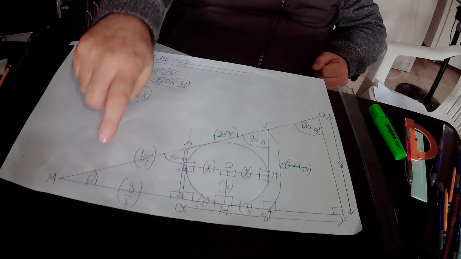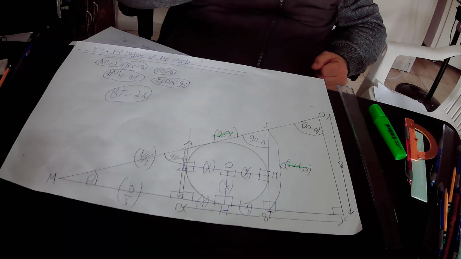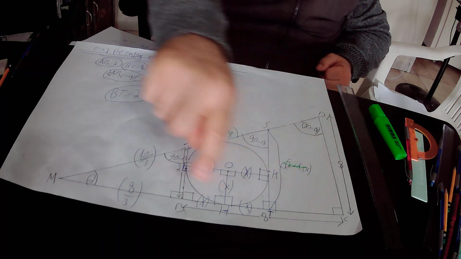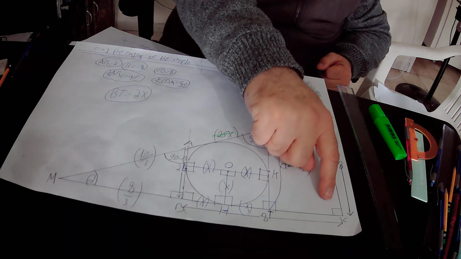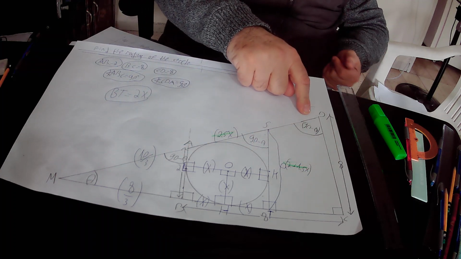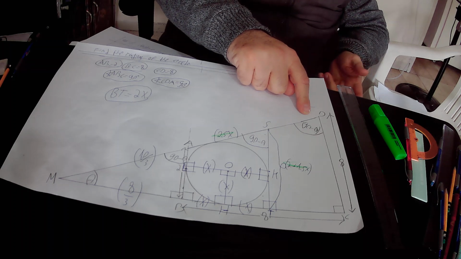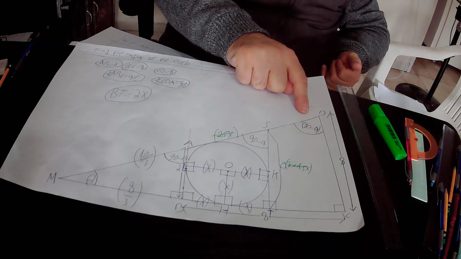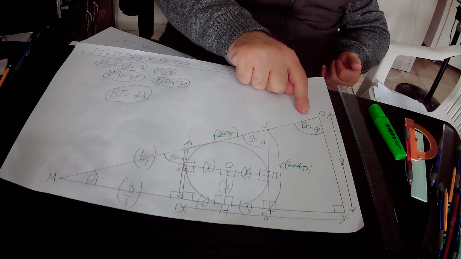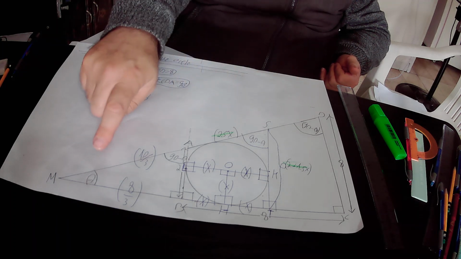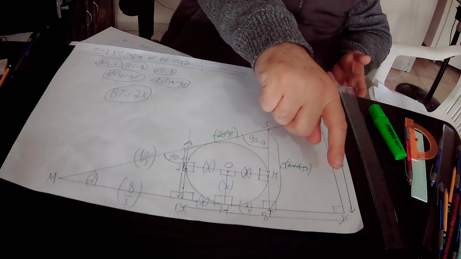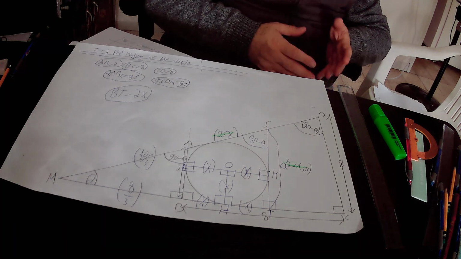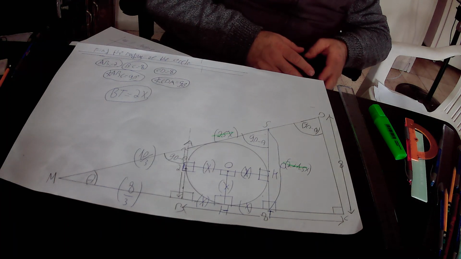Then we define this angle as theta, and we focus on the right big triangle, triangle DCM. On the right big triangle DCM, this angle equals theta, and this angle equals 90 degrees. Therefore, the missing angle must be equal to 90 degrees minus theta, according to the rule that the sum of the angles in any triangle is equal to 180 degrees.